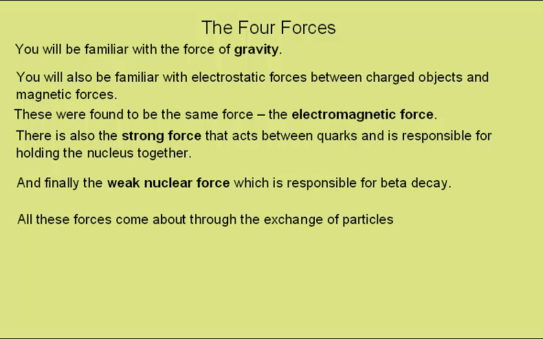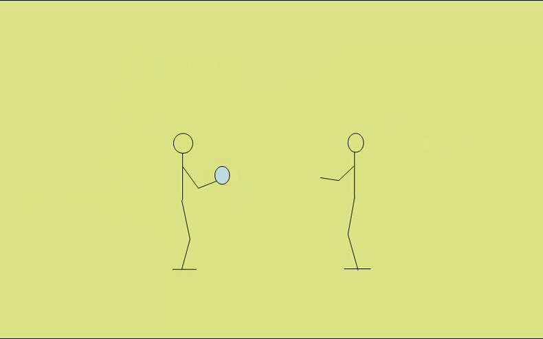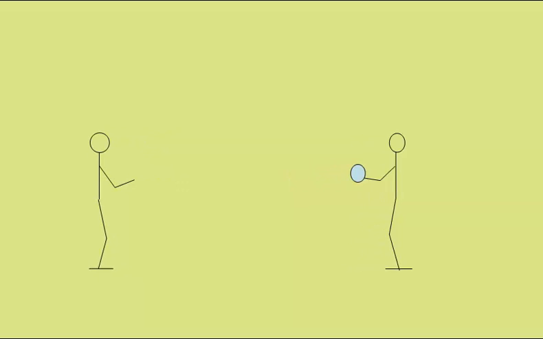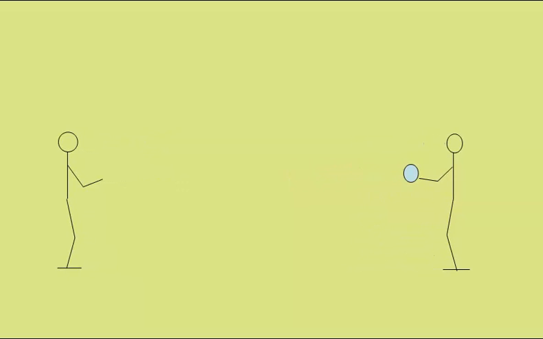All these forces come about through the exchange of particles. This animation shows how exchange of a particle can lead to repulsion between two objects. Here we have two ice skaters, and one of them throws a ball to the other. As the ball is thrown back, the first ice skater starts moving back due to conservation of momentum. When the second ice skater catches the ball, he also starts moving back due to conservation of momentum. So this was the exchange of a particle leading to repulsion.